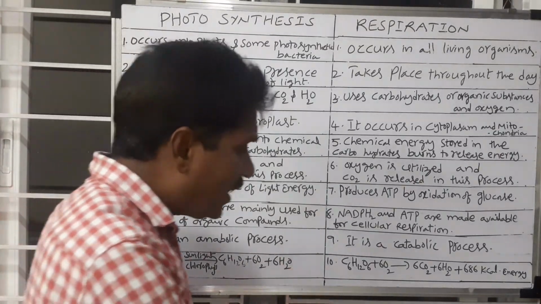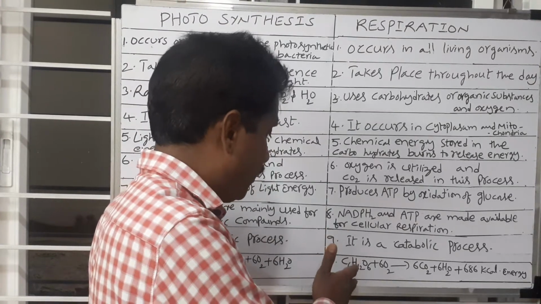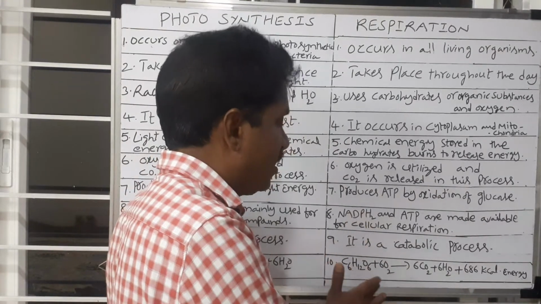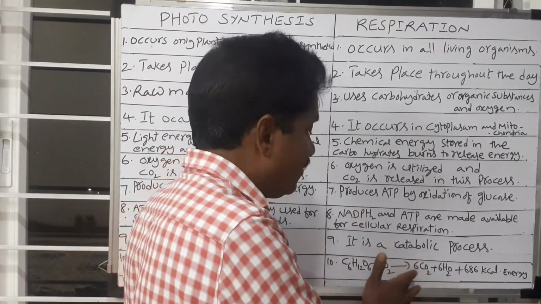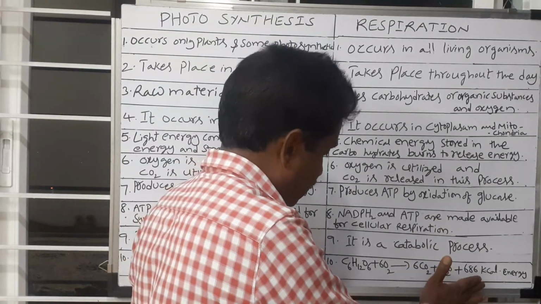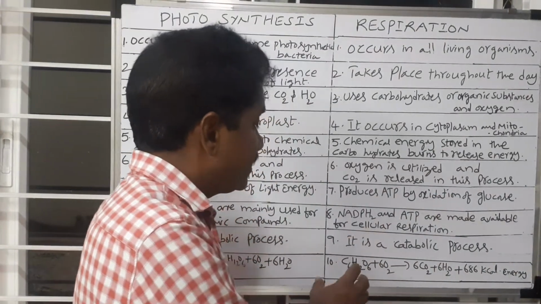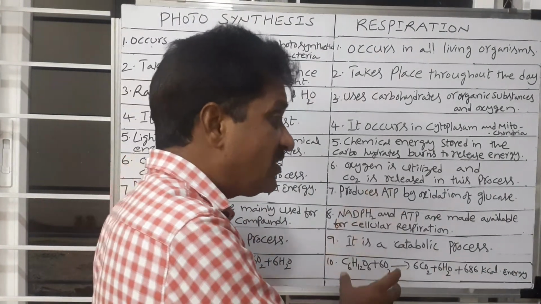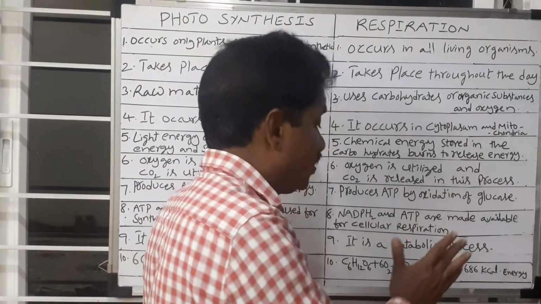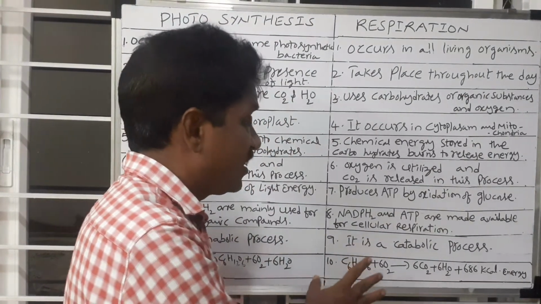Children, now we look at the equation that shows the respiration process. Glucose, with the formula C6H12O6, is combined with oxygen and gives rise to carbon dioxide, water and 686 kilocalories of energy. In the respiration process, the glucose molecule combines with oxygen and releases carbon dioxide, water and energy. So this is the equation that shows the respiration process, children.